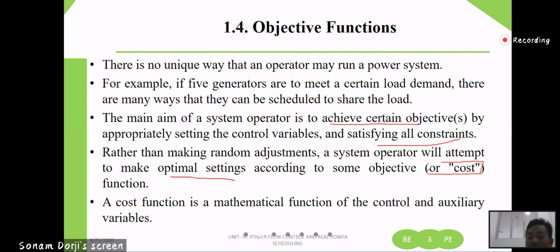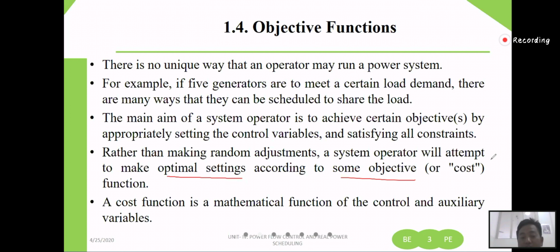That objective function is cost. Everybody is concerned about that. So instead of randomly adjusting, the operator will attempt an optimal setting according to a certain objective. That means the objective function is cost, which means there should be less expenditure when you operate, less expenditure means fewer losses and the maximum return. This cost function is a mathematical function of control and auxiliary variables.